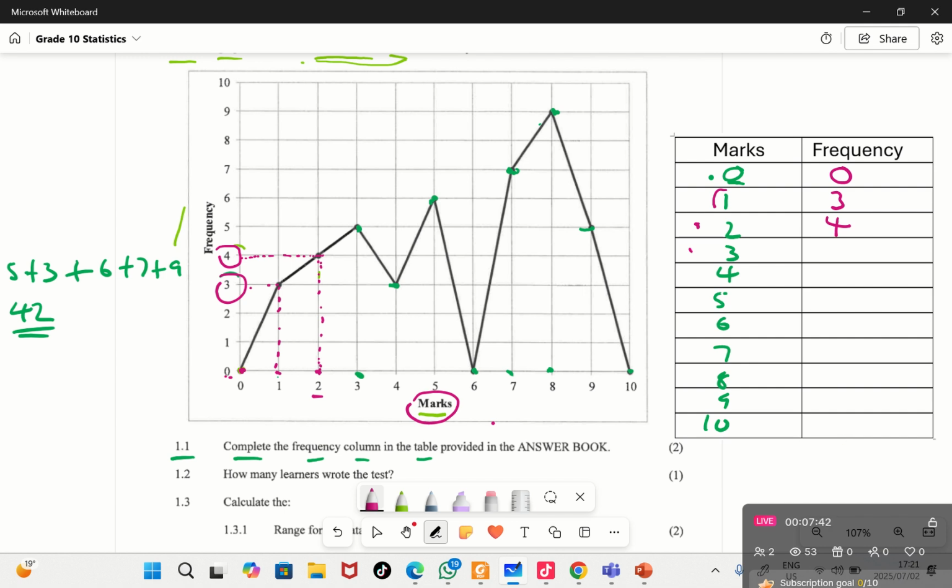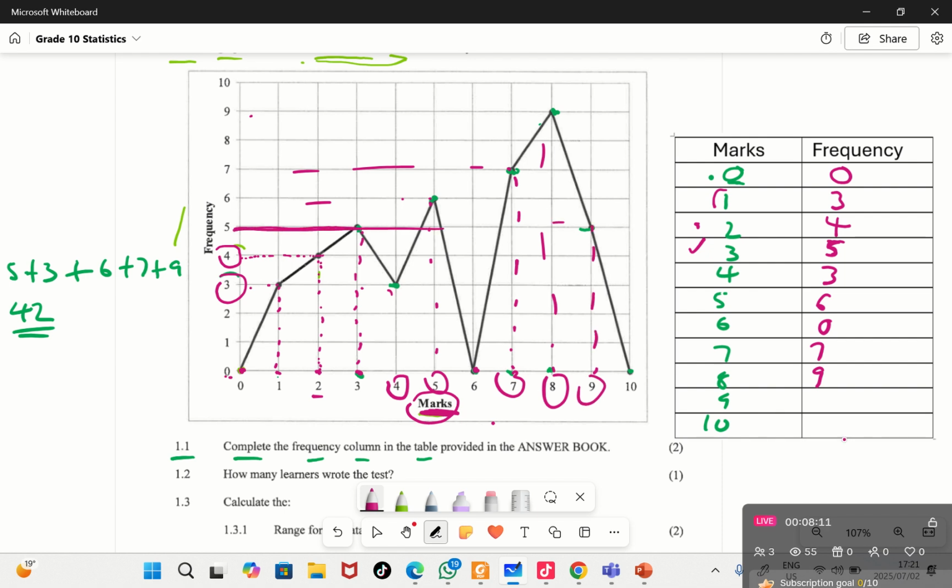And then how many learners got a mark of 3 out of 10? We go to our x-axis. We find the marks, 3, dotted lines. We've got 5. We continue. 4, we got 3 learners. Then 5, we got 6 learners. 6, no learner got a mark of 6 out of 10. 7, we've got 7 learners who got 7 out of 10. 8, we've got 9 learners who got 8 out of 10. 9, we've got 5 learners who got that. Then 10, we've got 0 learners. Okay, so this is our frequency column or frequency table. Easy peasy, right? Nothing complicated here, right?